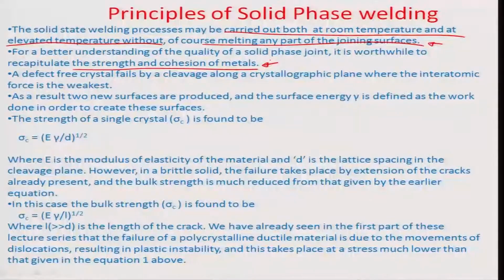So, a defect free crystal normally fails along a crystallographic plane where the interatomic force is the weakest. Okay. So, that is how a crack develops. So, wherever the interatomic force is the lowest, and supposing you are now subjecting the object to tensile stress, the failure would happen from that area where the bond between the materials is the weakest. What happens after the failure takes place?